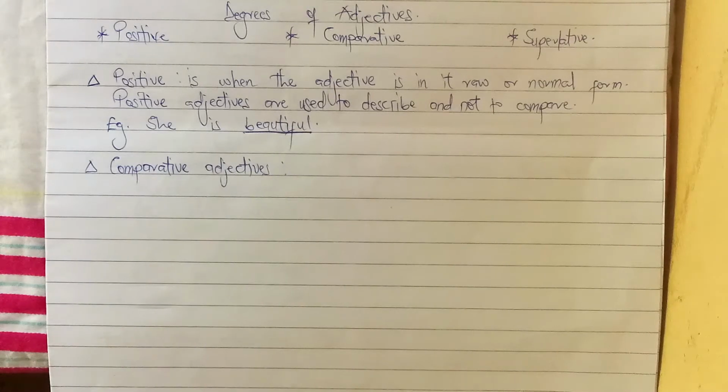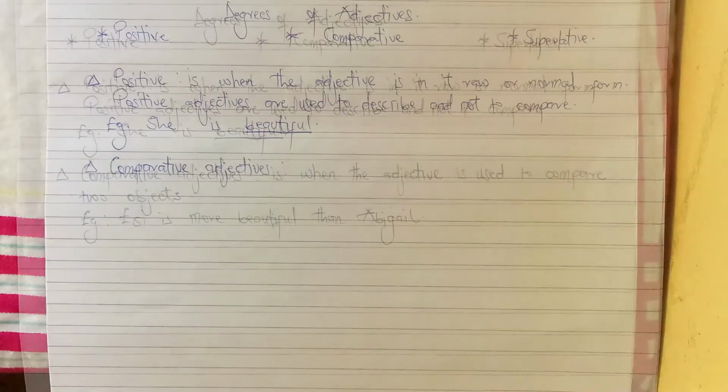So comparative adjectives are not used to describe, but they are actually used to compare two things. Note, they are used to compare two things. So the underlined words are two things, not just one. When we want to compare 10 things, we use another form of adjective. But when there are two things, then the comparative form of adjective, or degree of adjective, comes into play.